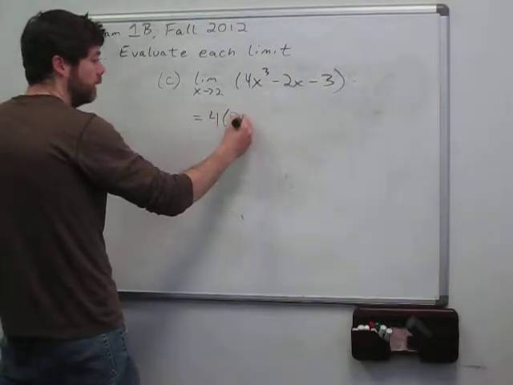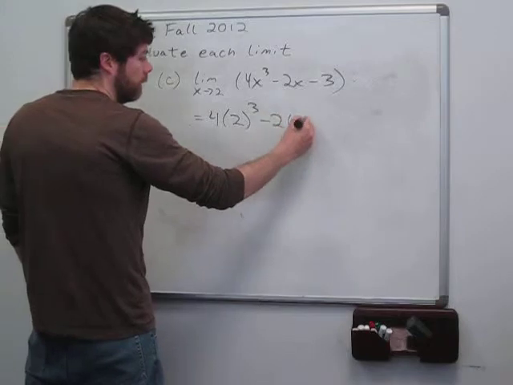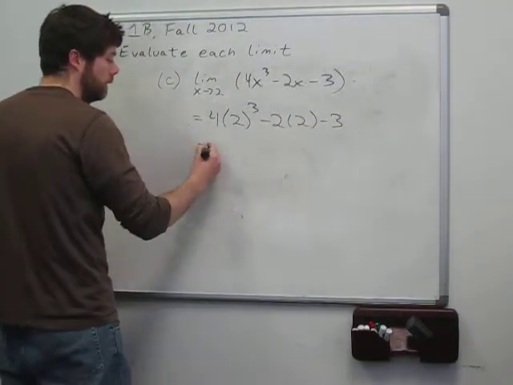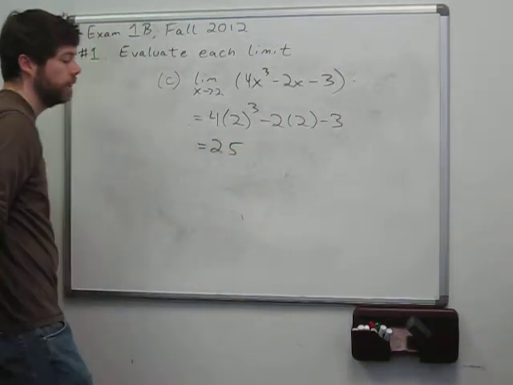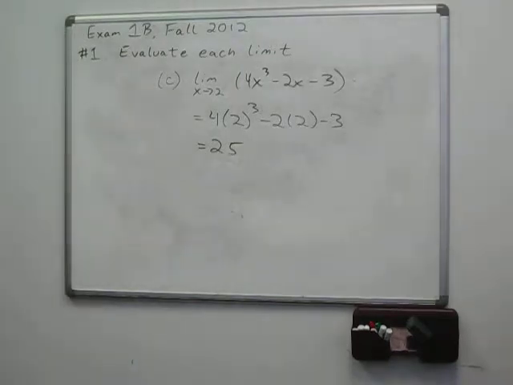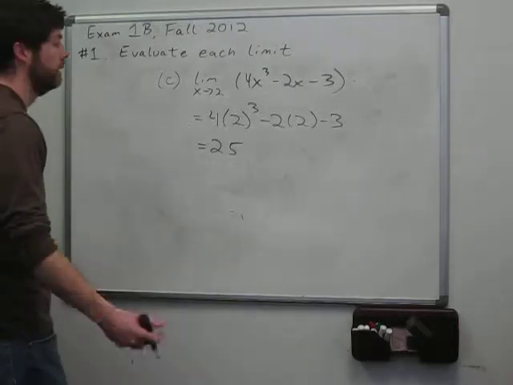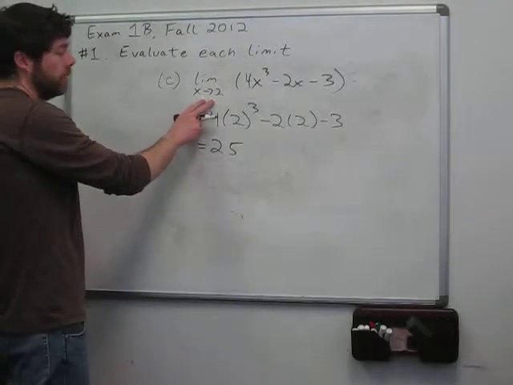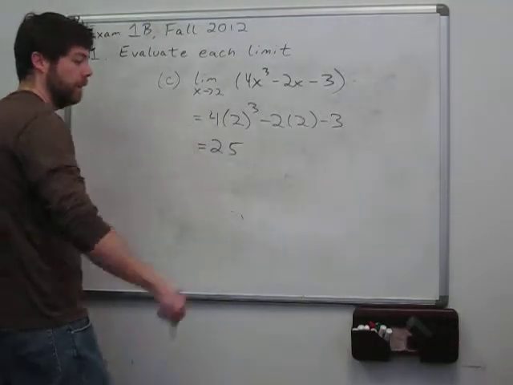So this is 4 times 2 cubed minus 2 times 2 minus 3, and that's equal to 25. Okay, again, polynomials are continuous everywhere, so to find the limit as x approaches some finite number, just plug that number in.